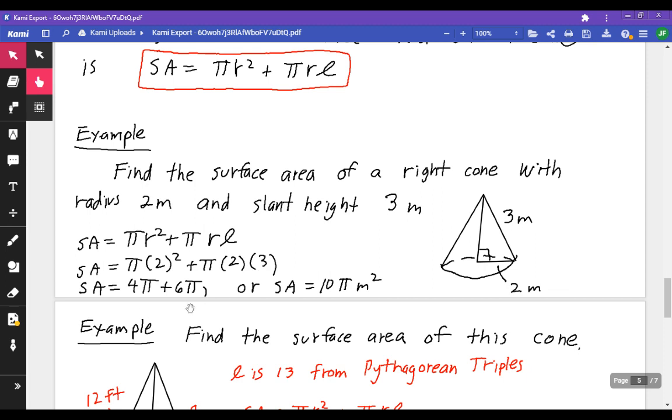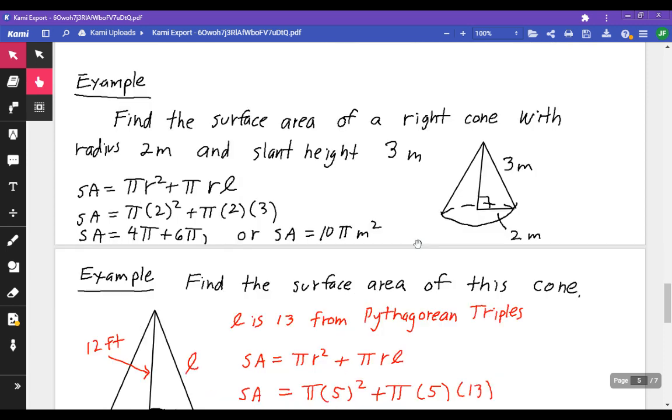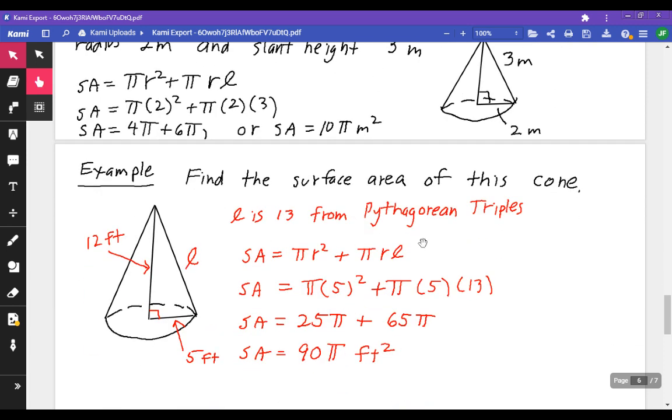So we're just going to take the 4 pi from the base and 6 pi from the lateral surface area and get 10 pi square meters. We're going to leave that answer in terms of pi. So 10 pi square meters total surface area for that cone.